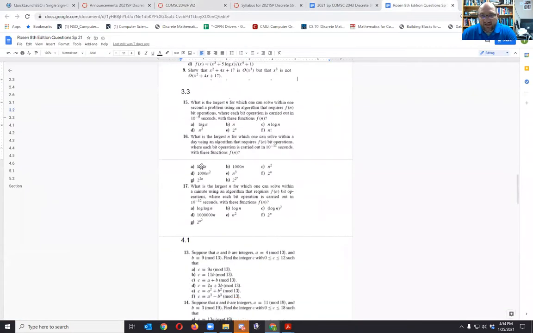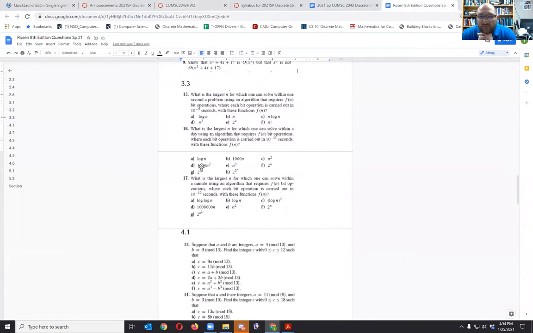Here we go. It says, what is the largest n for which one can solve within 1 second a problem using an algorithm that requires f of n bit operations, where each bit operation is carried out in 10 to the negative ninth seconds, with f of n? Okay, so this is one where the jargon, the word problem, makes it a little bit confusing. But what I want you to see is that there's actually a little bit of relationship between these.